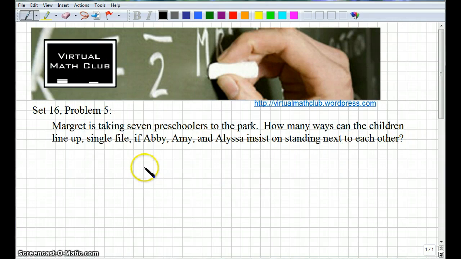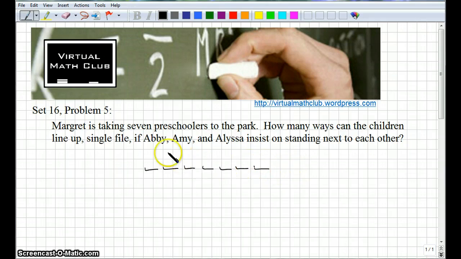We want to line them up. We can mark their positions: 1, 2, 3, 4, 5, 6, 7. Now, if there were no restrictions, we would have 7 choices for the first person in line. And then once that person is in line, we have 6 more kids left over. And so we have 6 choices for the second person in line, and then 5 and 4 and 3 and 2 and 1. It would be 7 factorial.